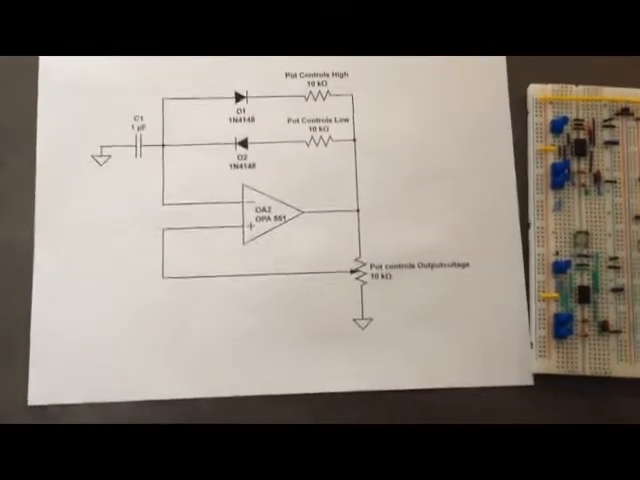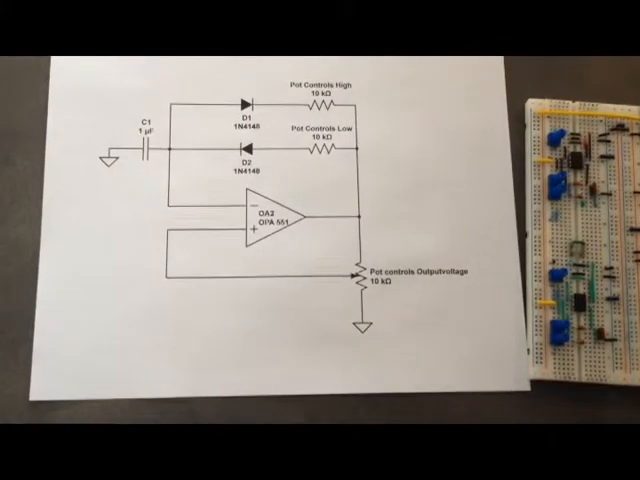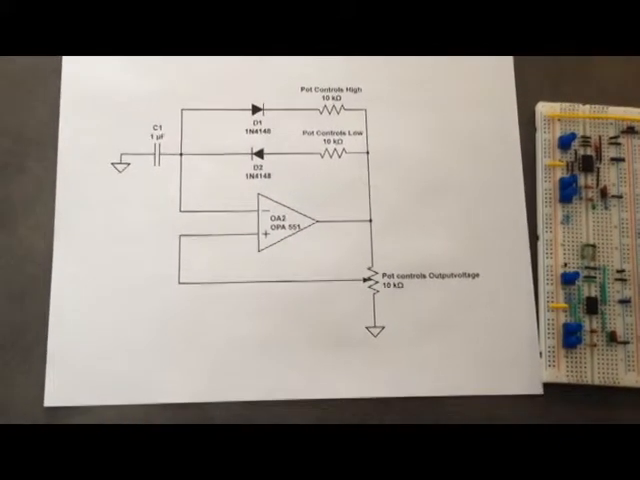Now we will show you the LED change in color and the square wave produced by the modified hysteretic oscillator.